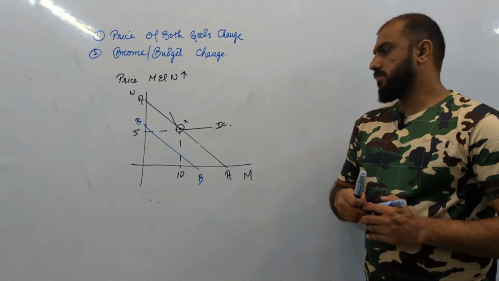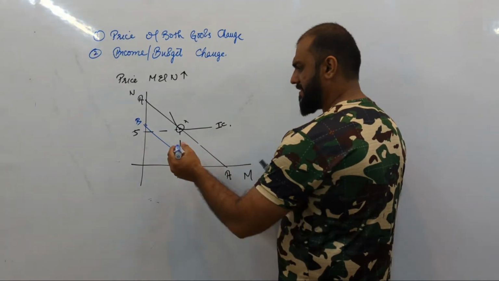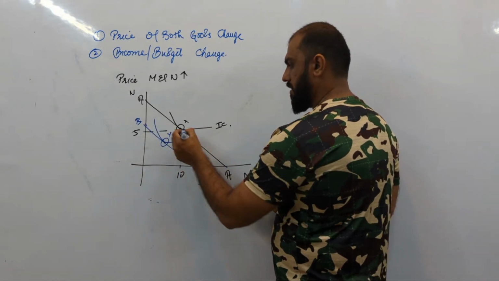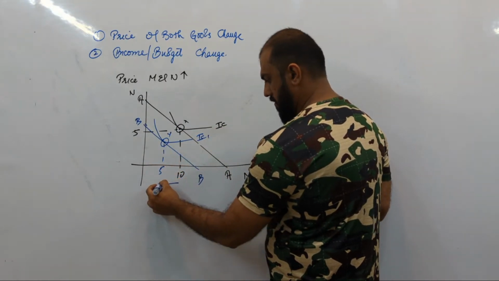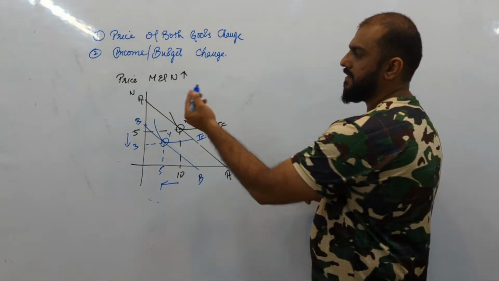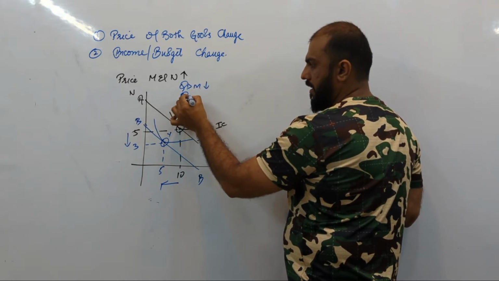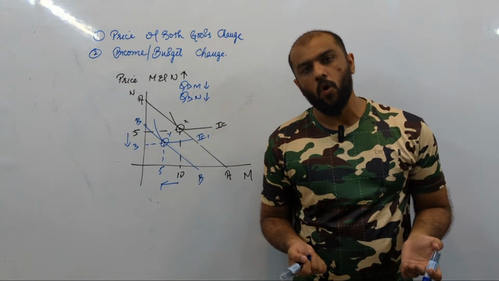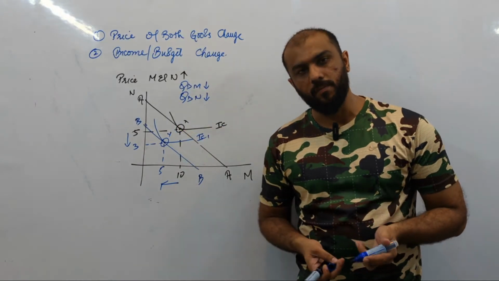Now, because of this, I would be consuming less N and less M, let's say at point Y. So this becomes IC1. I'm consuming 5 units of M and let's say 3 units of N. So when the prices increased, the quantity demanded for M decreased, the quantity demanded for N also decreased. So this is what we would expect to see normally. Hence, both these goods are normal goods because they're following the law of demand.